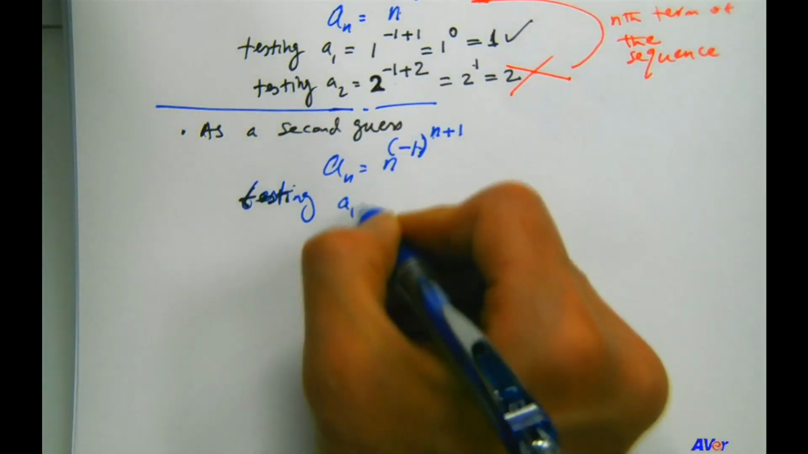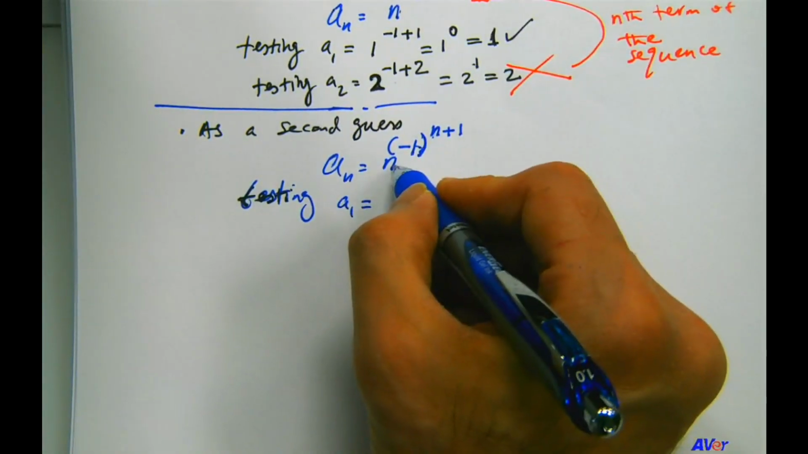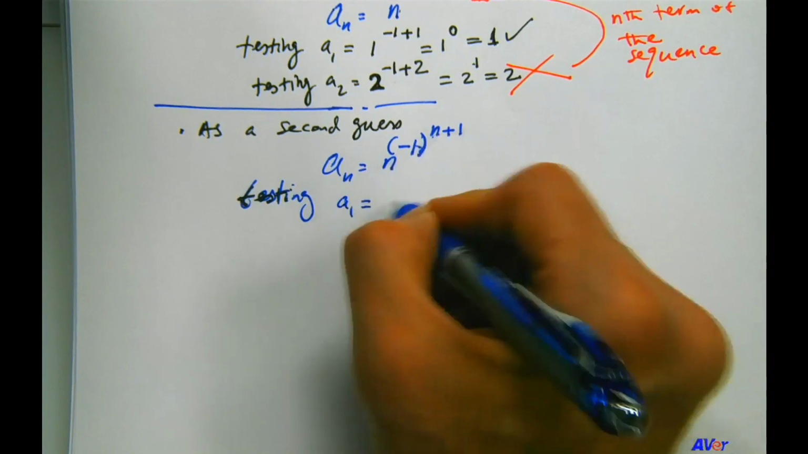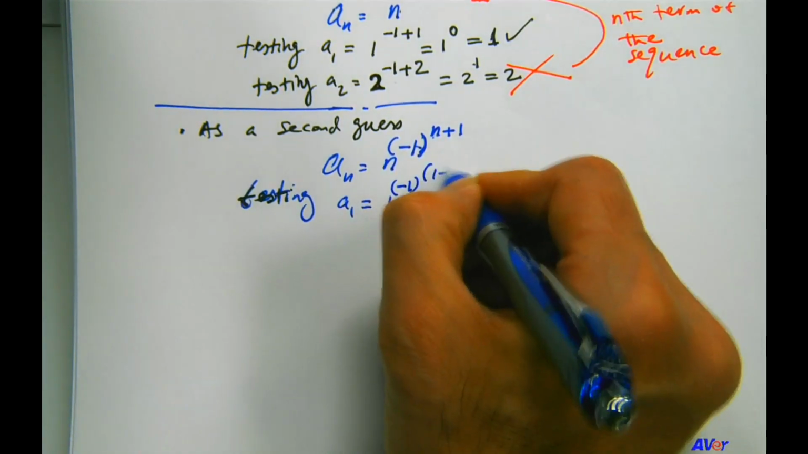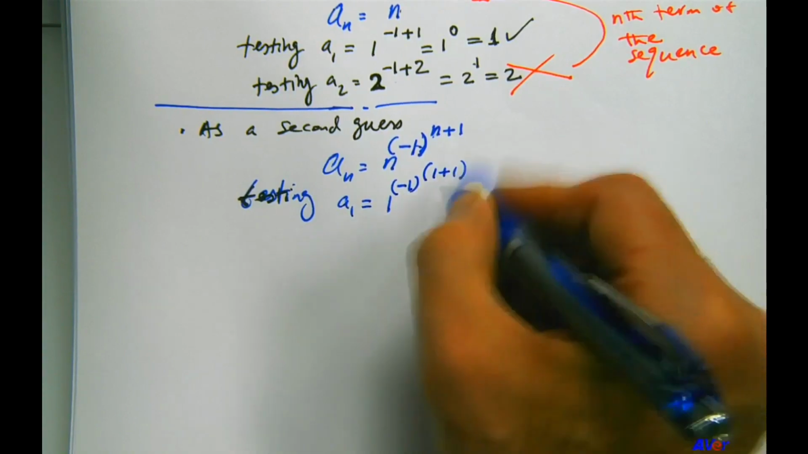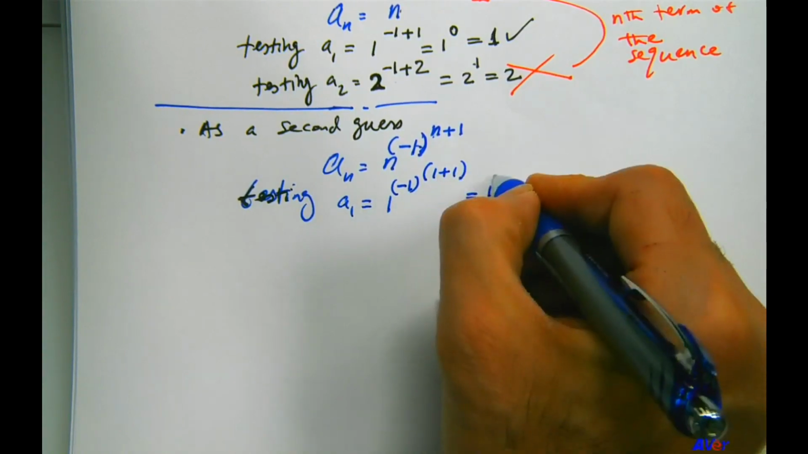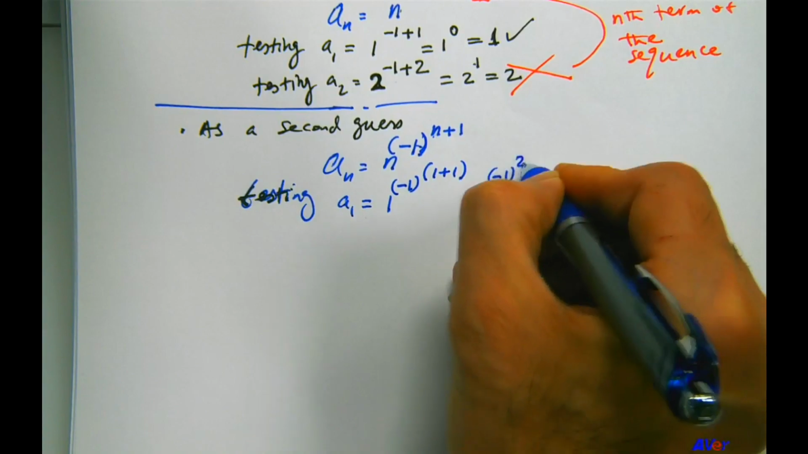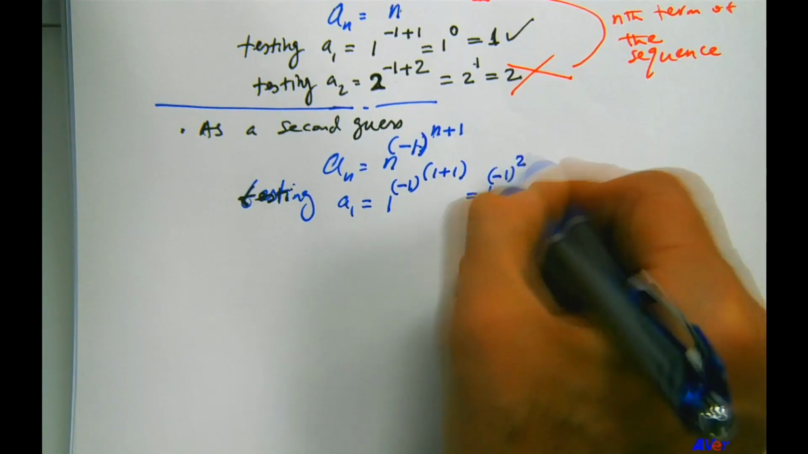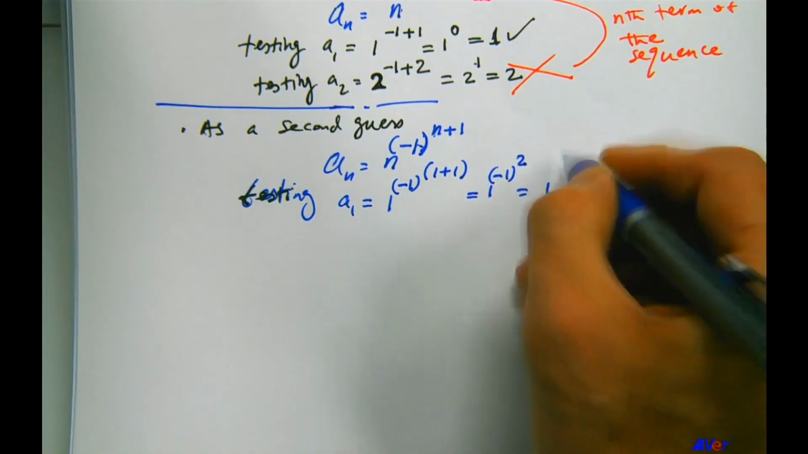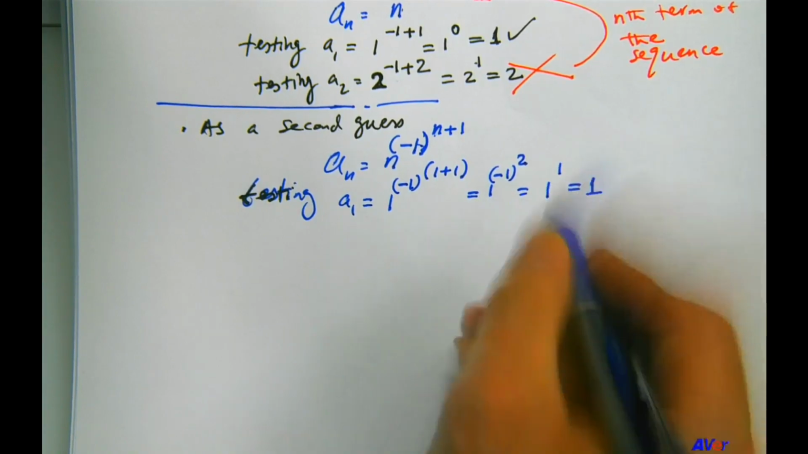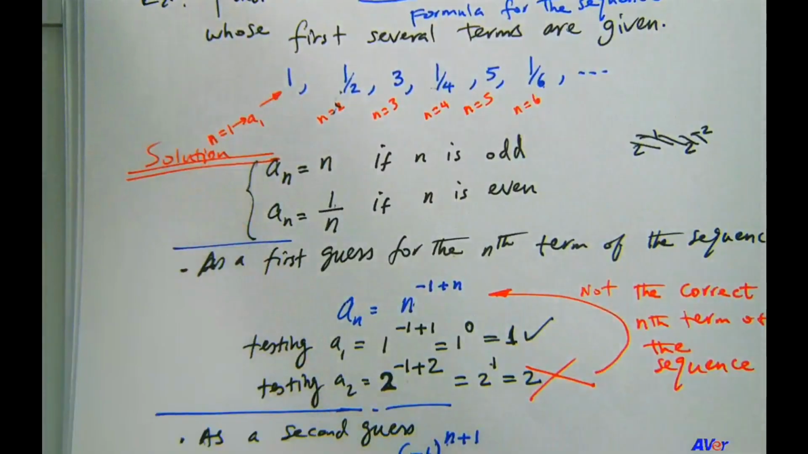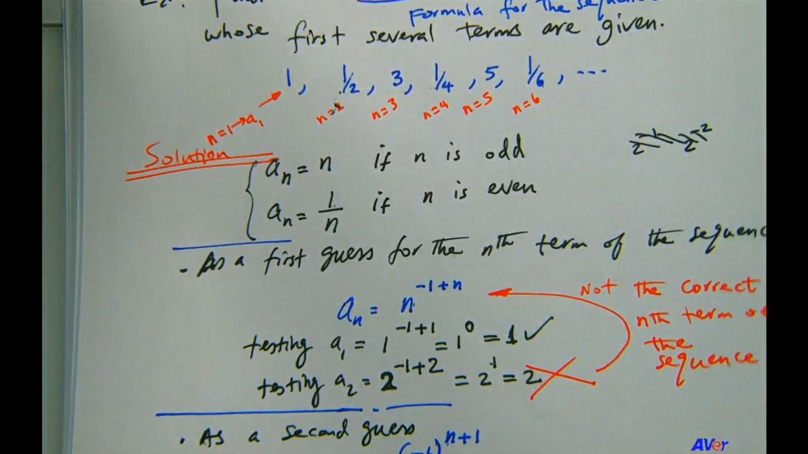So testing A1, I'm going to plug in 1 for n. So 1 to negative 1 power 2, 1 plus 1. What do I get? I get 1 to negative 1 squared. Negative 1 squared is 1. So 1 to 1 power is 1. Did I get the first digit in my sequence? Yes, we got it. Okay.